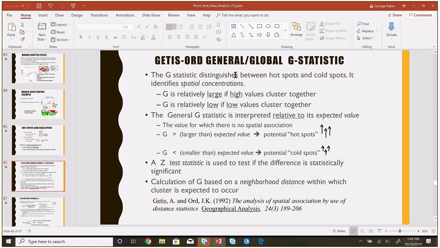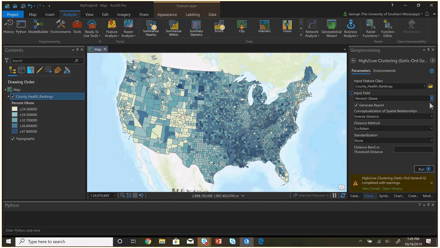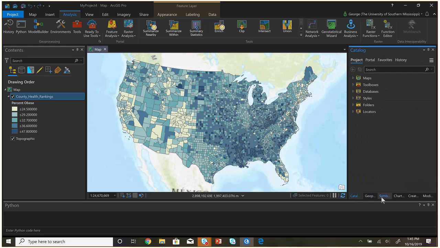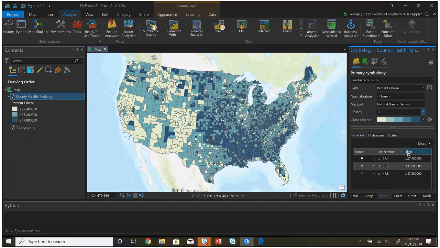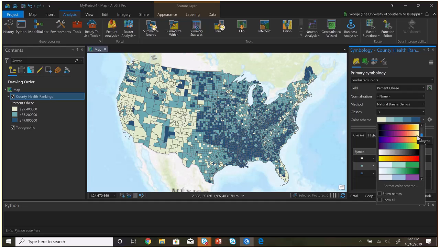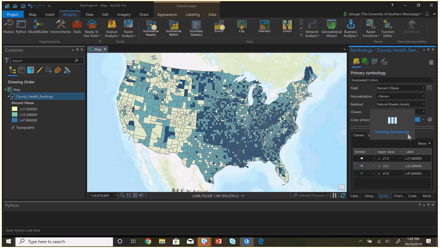Can you choose two colors, black and white? Would that make a difference overall? You've got a map with 5 different classes. Can you change it to 2? Make one black and one white? Sure, I can change the classification. How about 3? Let's see what 3 looks like. That looks a little bit better. So you get high, medium, low.